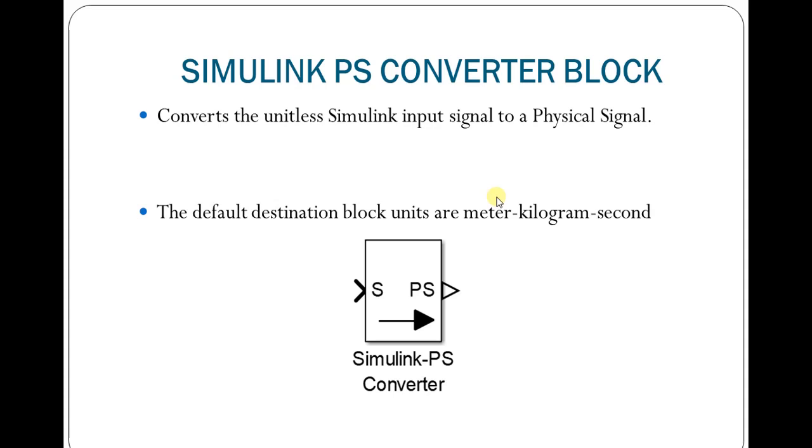So if you are inputting a value of 1, you don't know whether it is a meter or centimeter or millimeter. If you want to give that one value as meter, then we have to use this Simulink physical signal converter, which converts the input signal to the physical signal.